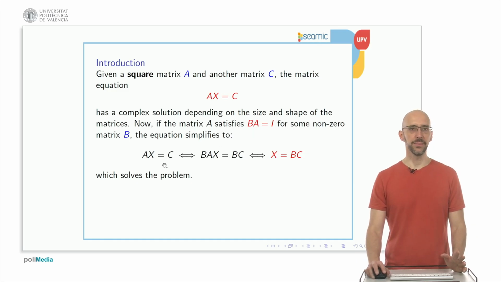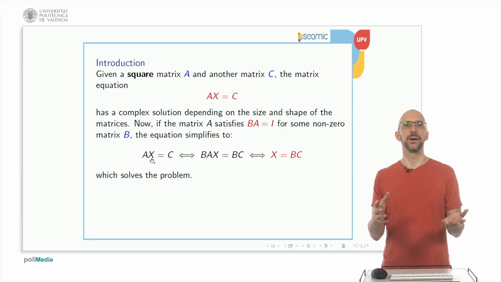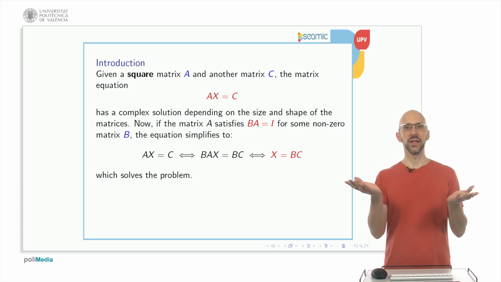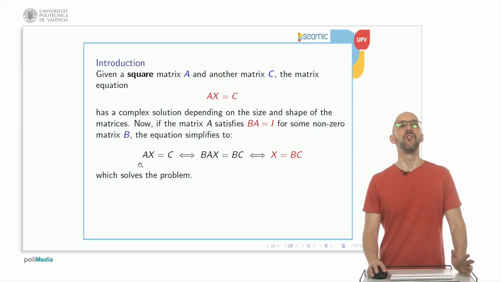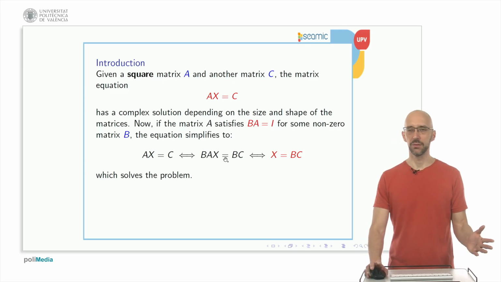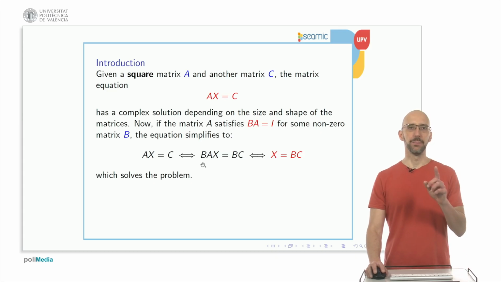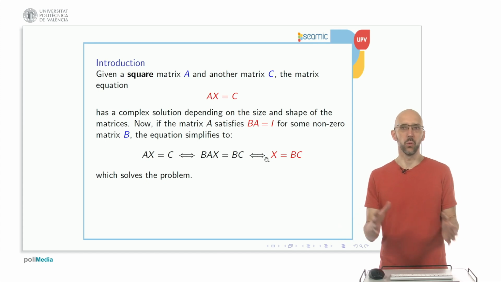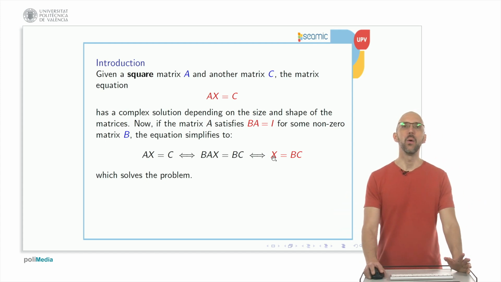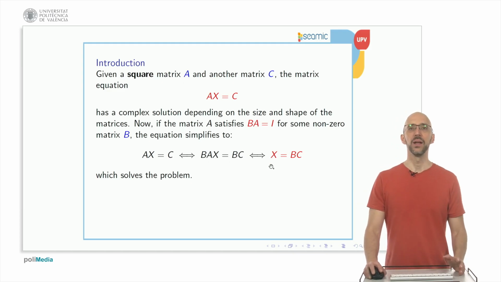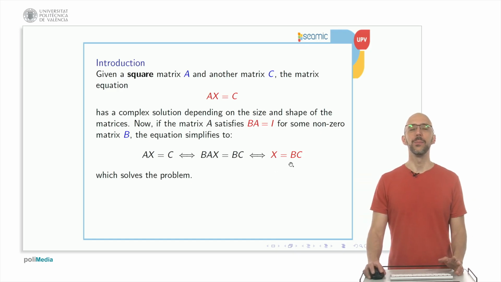So your starting system can be multiplied by B on both sides. You know that when we have an equality, it's like a balance. Whatever I do on one side, I should do on the other. So multiplying by B from the left on both sides is correct. But by the way, B times A is the identity matrix, so I can replace B times A by the identity matrix. The identity matrix is like the number one: when we multiply, it disappears. So the identity matrix times X is X. So we just solved this equation. We know that this unknown matrix is just B times C.